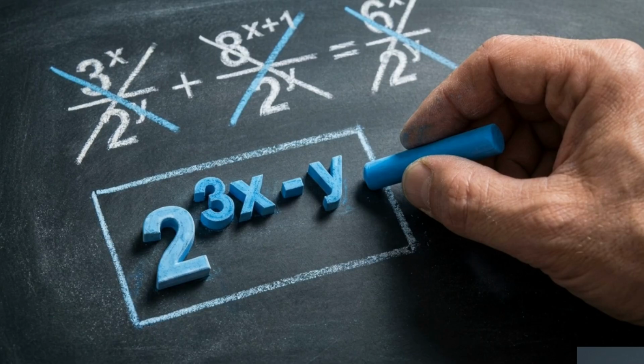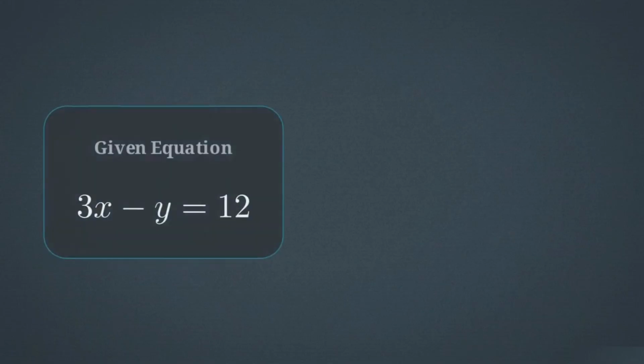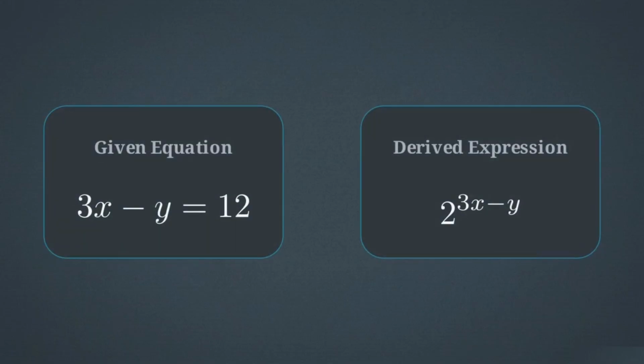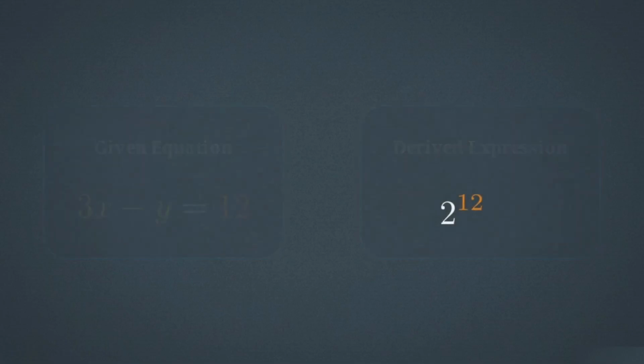piece of data. Let's re-examine the first equation the problem provided, 3x minus y equals 12. Notice that the expression in our exponent, 3x minus y, is identical to the expression in that first equation. Because they are equal, we can replace the entire algebraic exponent with the whole number 12. This leaves us with the final value, 2 to the 12th power.